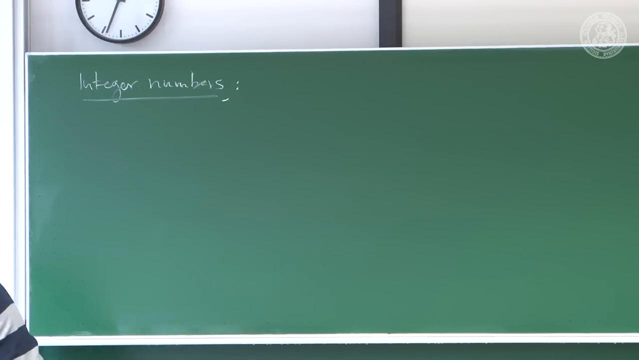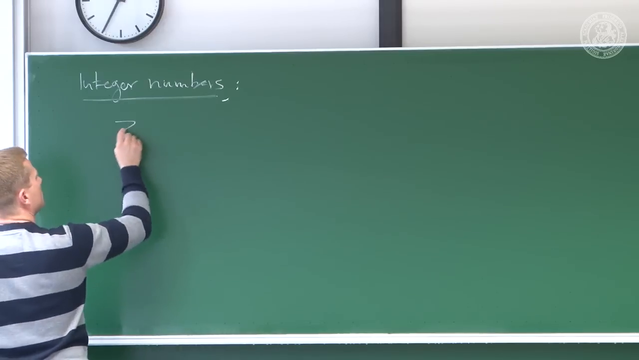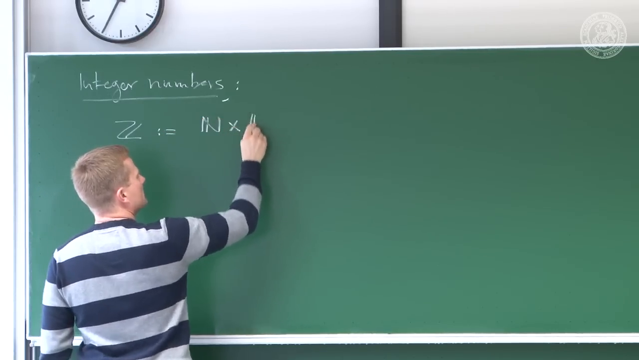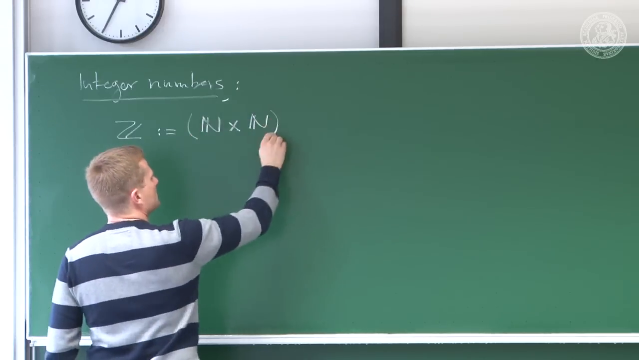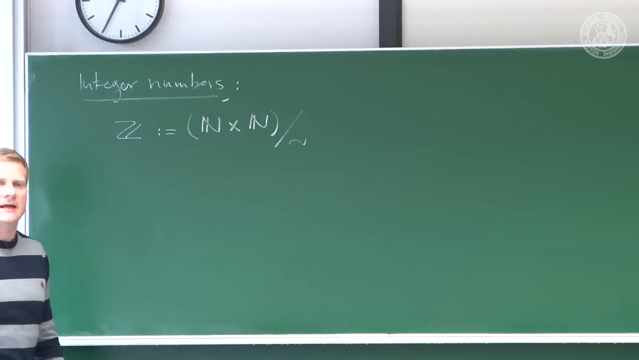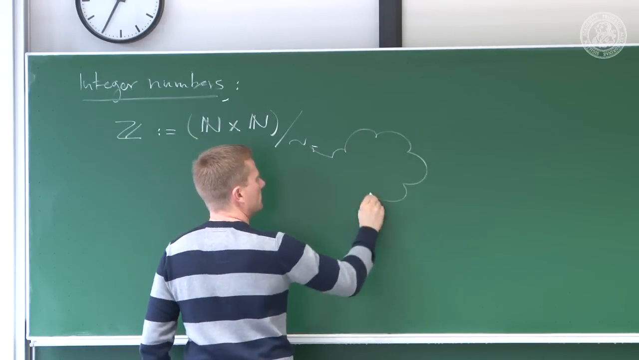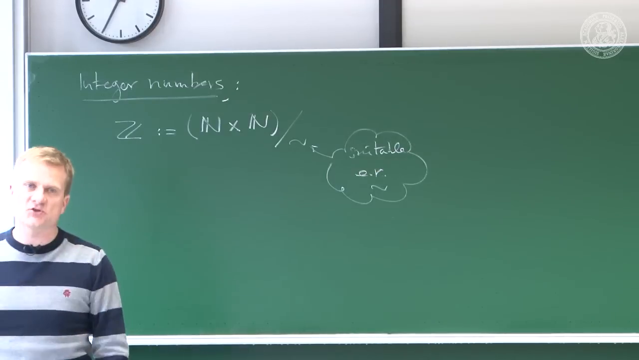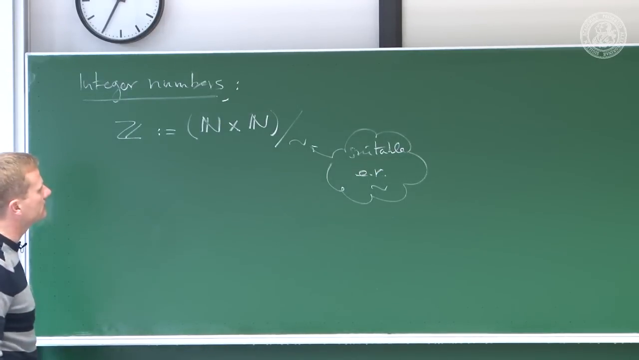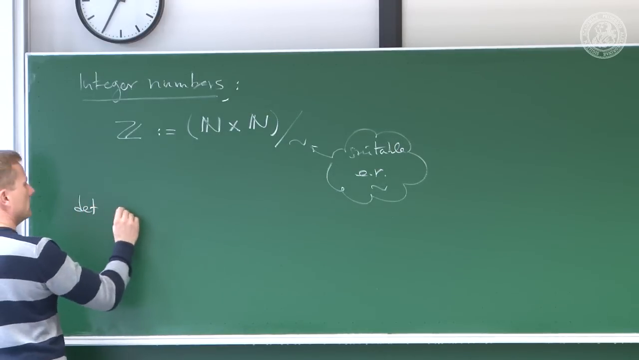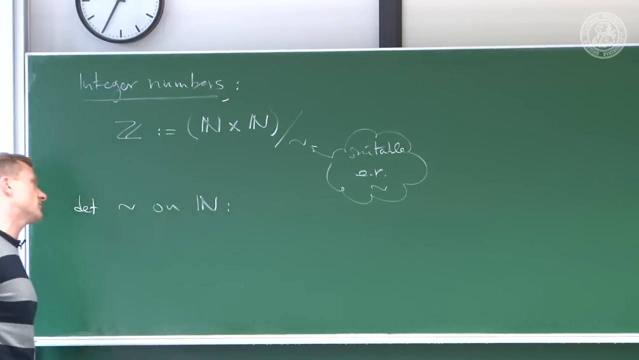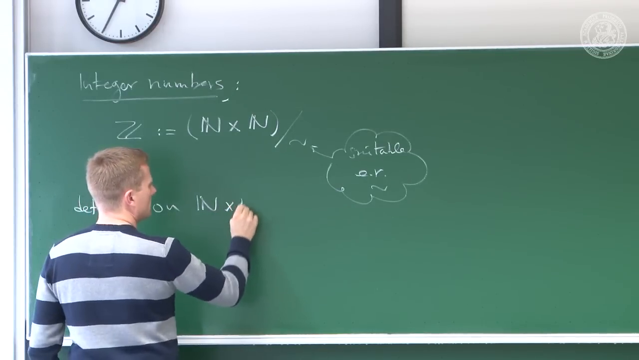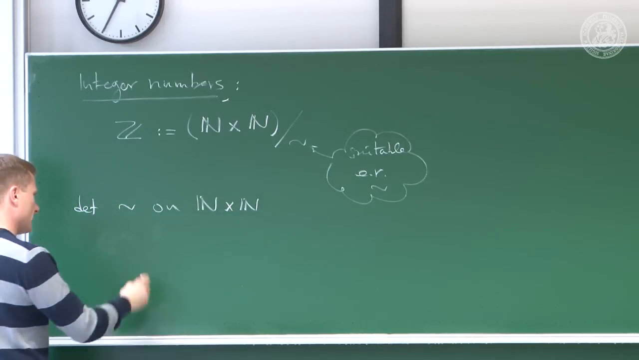I claim that you can define the integers, the set Z, actually as the quotient set of the pairs of natural numbers modulo a suitable equivalence relation, twiddle. Now, what is the suitable equivalence relation? So define twiddle on the pairs of natural numbers as follows.